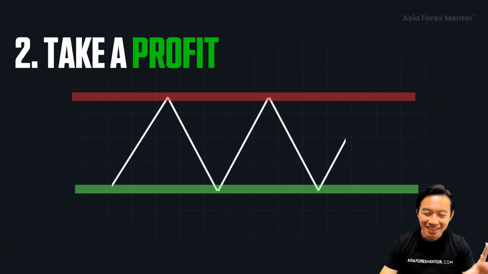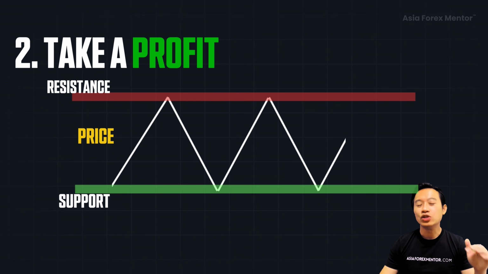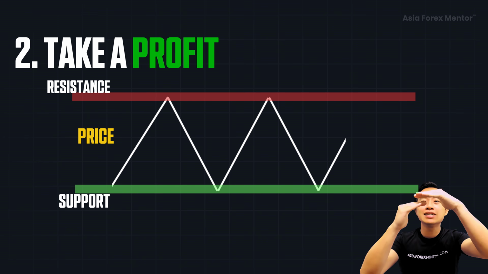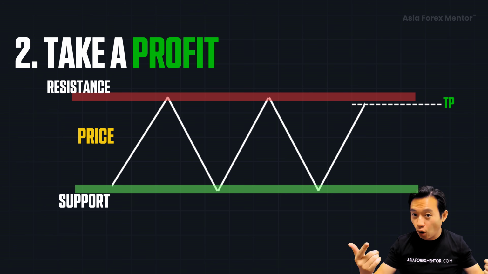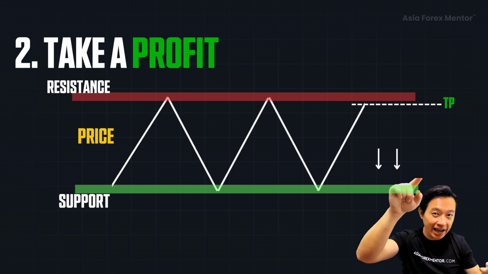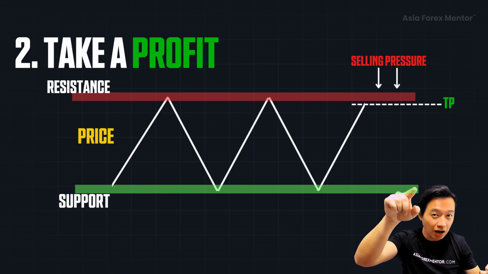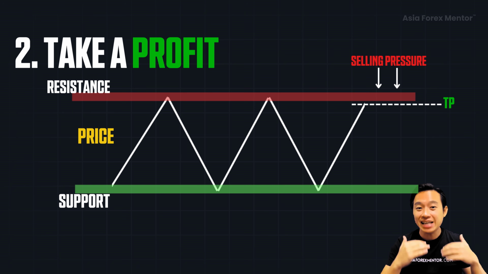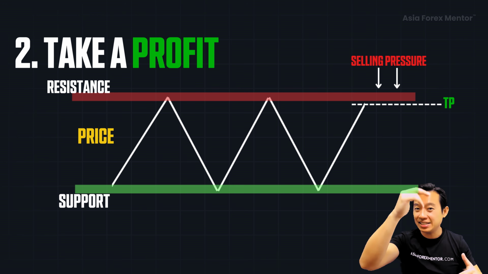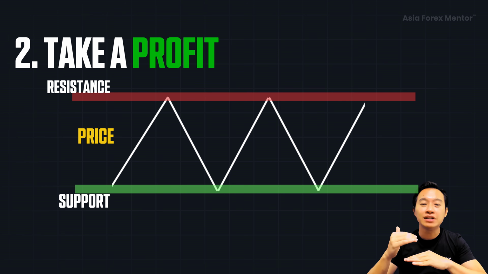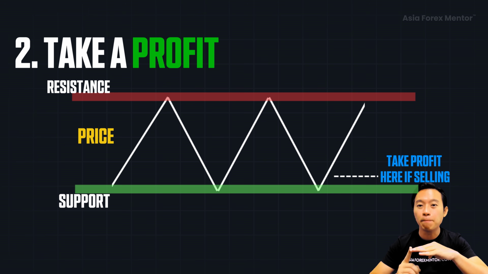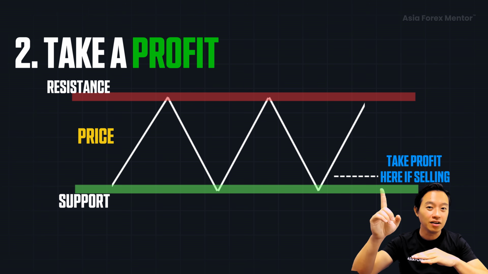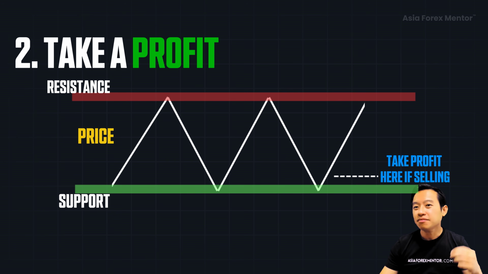Now, here's a better, smarter way to do it. If you are buying, you exit just below the resistance level, before the sellers jump in at the resistance point. If you are selling, you want to exit just above the support level, before the buyers push it back up.